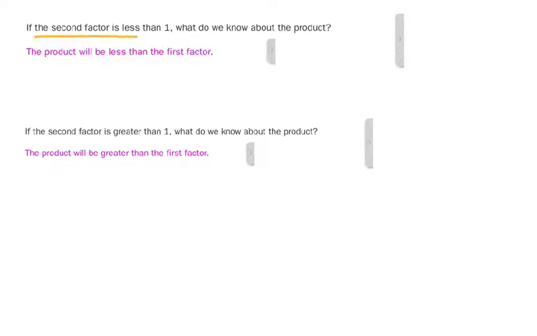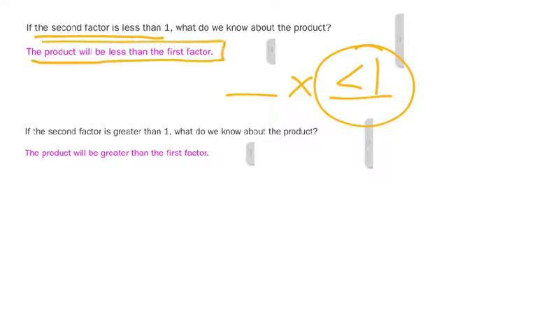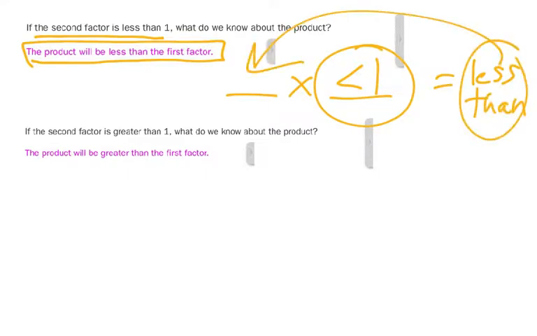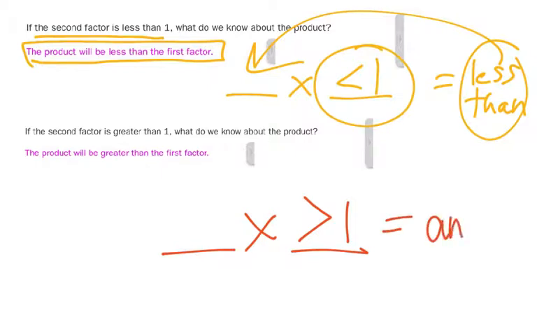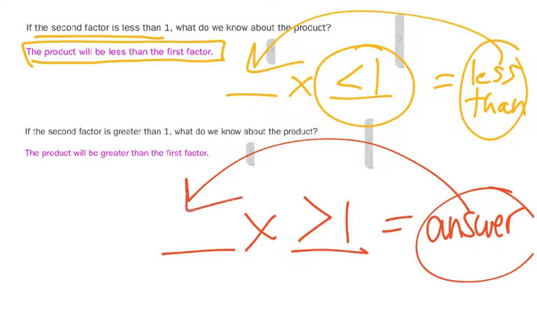So if the second factor is less than 1, we know that the product, the answer, will be less than what we started with, the first factor. If the second factor is greater than 1, we know our answer, our product, will be greater than the first factor.